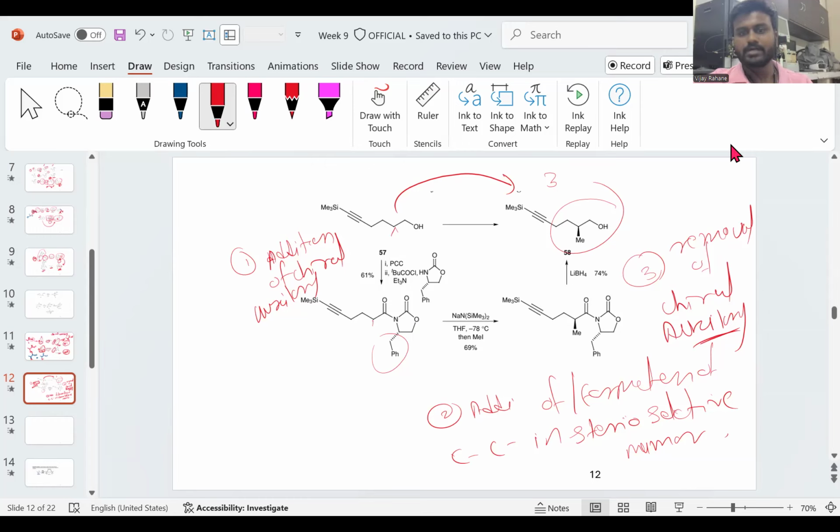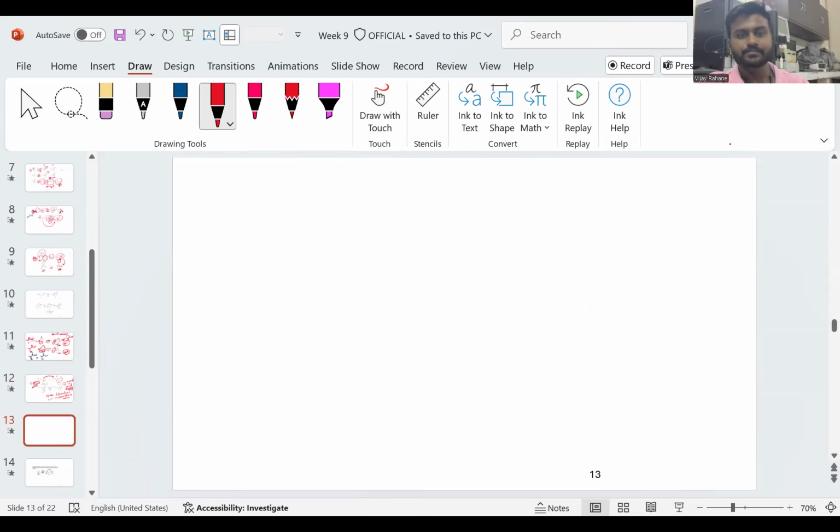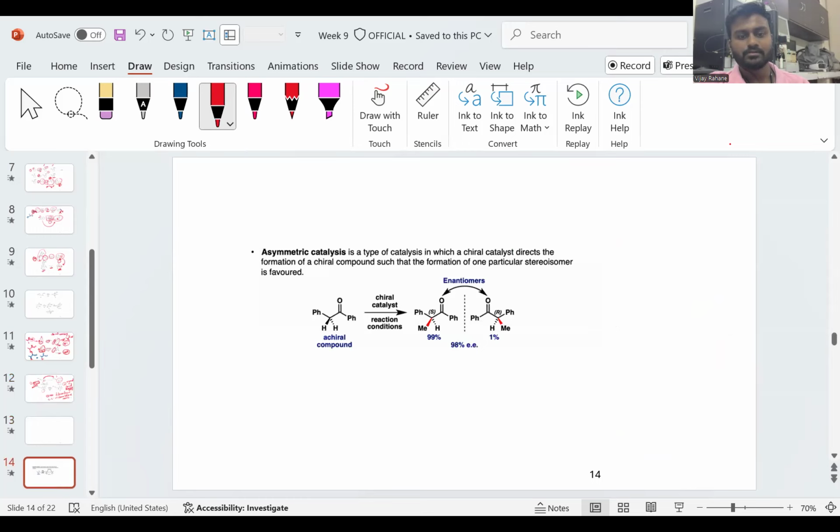So although there are multiple steps involved, we can convert this chiral molecule into the required chirality by using this type of conversion, right? So that's what we already saw, how we can do the stereochemical conversion. This is just the summary of this chirality.